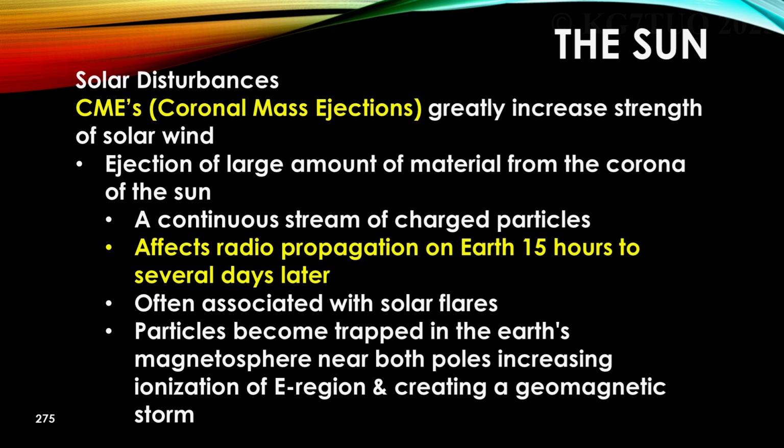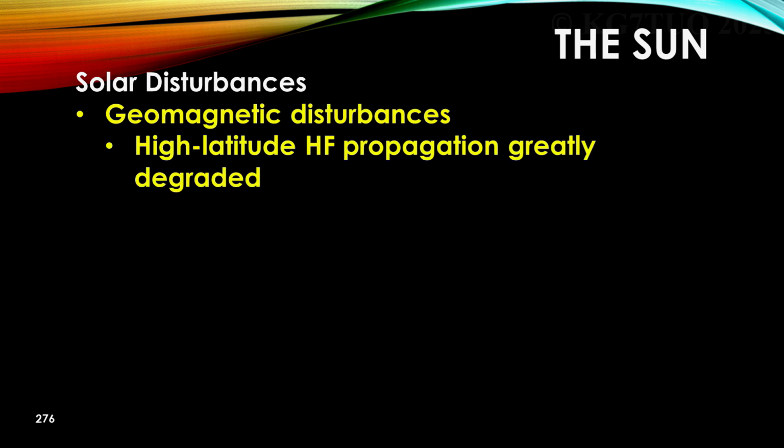how much oomph it has. It's separated electrons and protons and neutrons that are ejected from the sun, and they physically have to travel. Right. So solar disturbances, high latitude HF propagation is greatly degraded with geomagnetic disturbance.